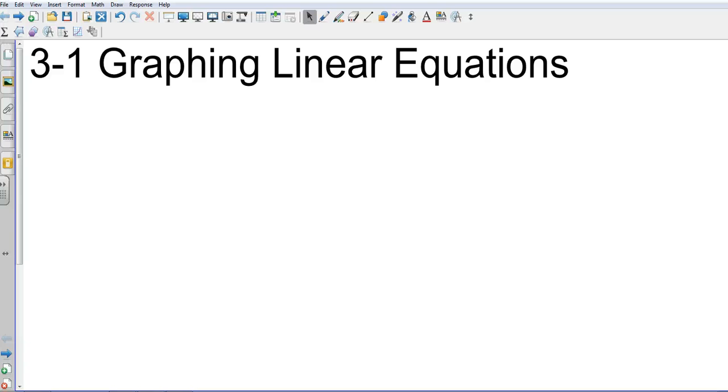Okay, Algebra 1, 3-1, Chapter 3, Section 1, Graphing Linear Equations. Just a reminder, when you get to class, you do need some graph paper because obviously the lesson states that we will be graphing. So first, let's start with the standard equation or the standard formula of a linear equation.